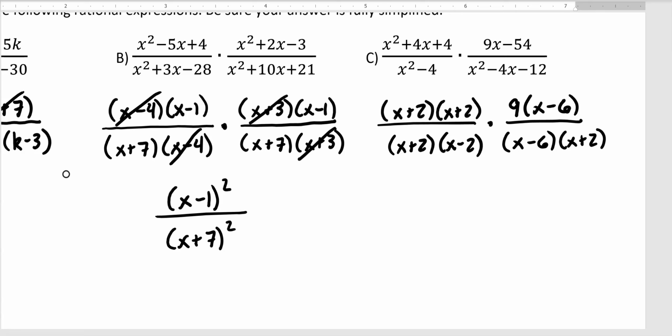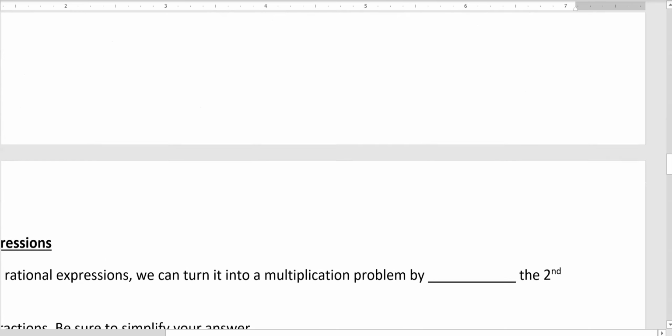All right, let's see what we can do. We can get rid of x plus 2 and x plus 2. We have another x plus 2, x plus 2. We have x minus 6, x minus 6. So the only thing I'm left with would be 9 over x minus 2. And that would be my simplified expression there, all multiplied out. Very good. So that's multiplication.